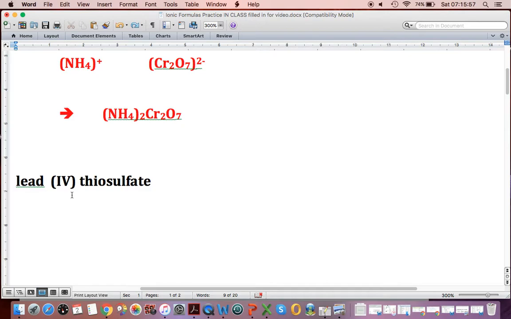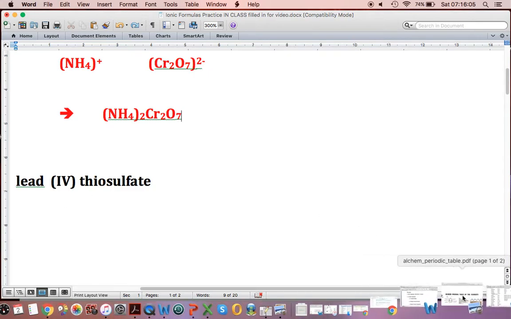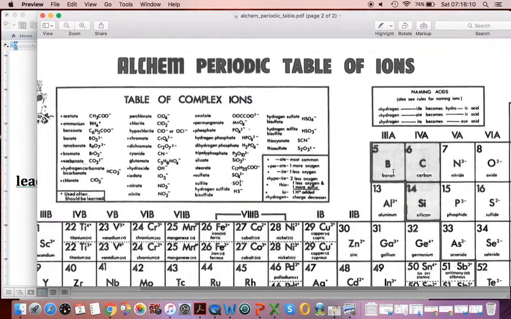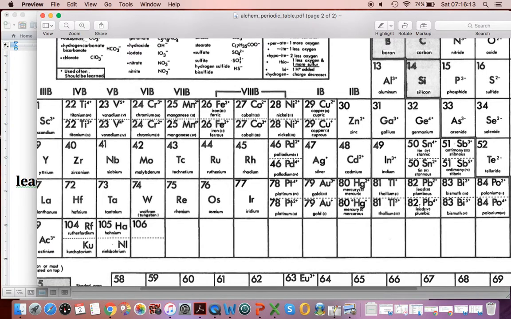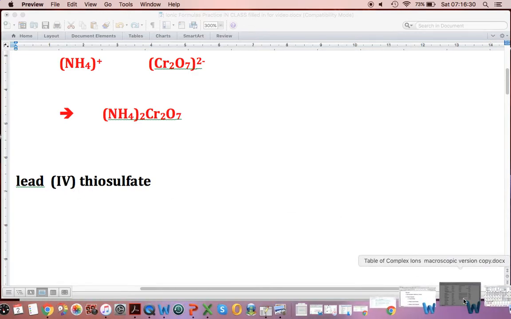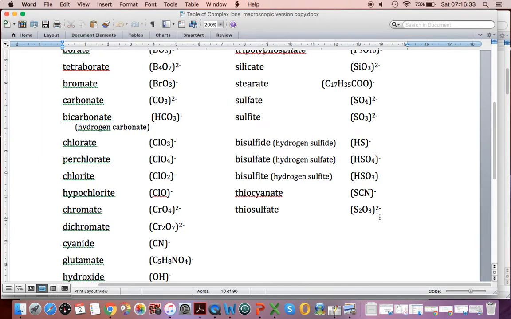Next one says lead IV, that means lead 4 thiosulfate. So lead is definitely on our periodic table of ions. And let's see if we can hit the right thing. So we have the elements there, we go to the back side, we go to the ions, and we look at spot 82, and we see it's going to be 2+ or 4+. Don't worry about things like plumbous or plumbic. That is an old naming system. We care about the Roman numerals, and we can see this is a 4+. Now we go to our complex ions, and we look for thiosulfate, and we find it right here, S2O3 2-.